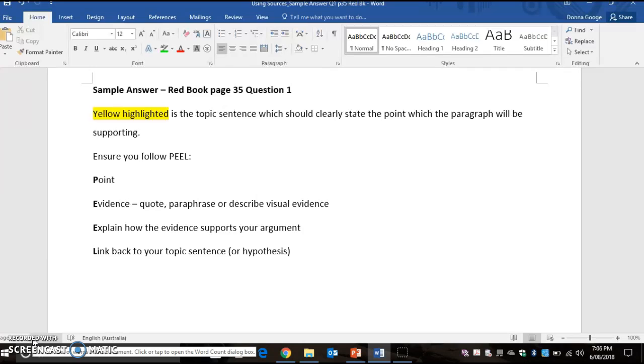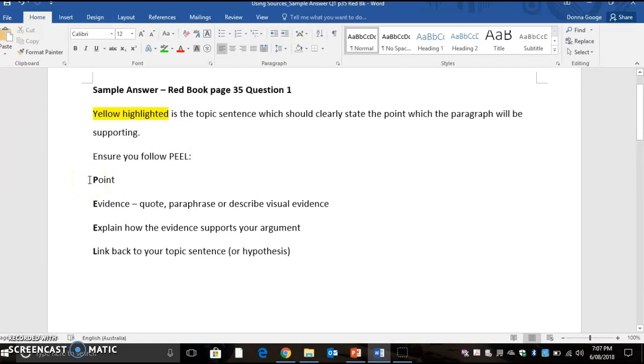Now just a quick reminder on what you need to do. In a paragraph, you need to make sure that you have a topic sentence. It clearly states the point of your paragraph. That point is your brief answer to the paragraph question. Down below, when we go on to the next page, you'll see that highlighted in yellow. You're looking to write a PEEL paragraph.